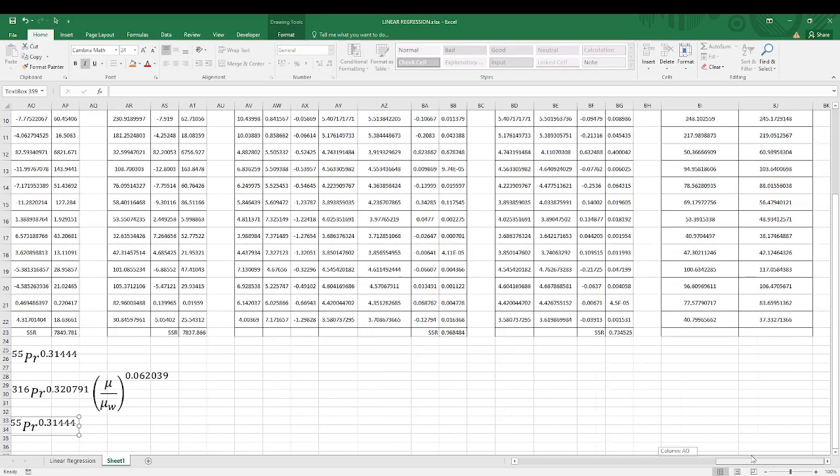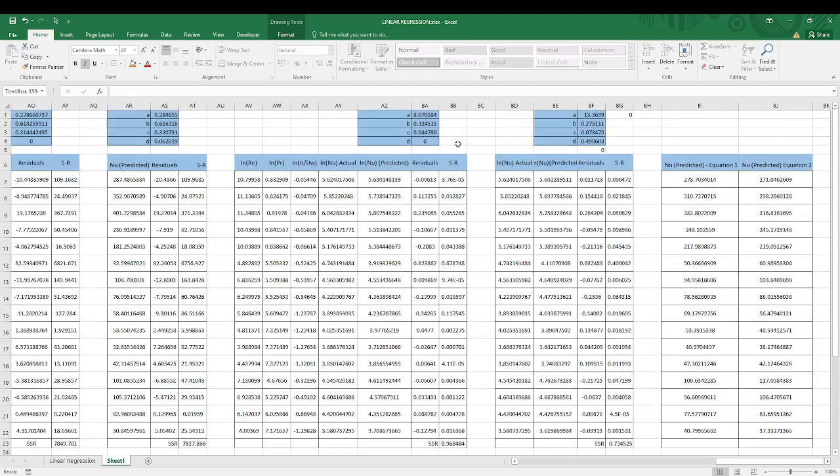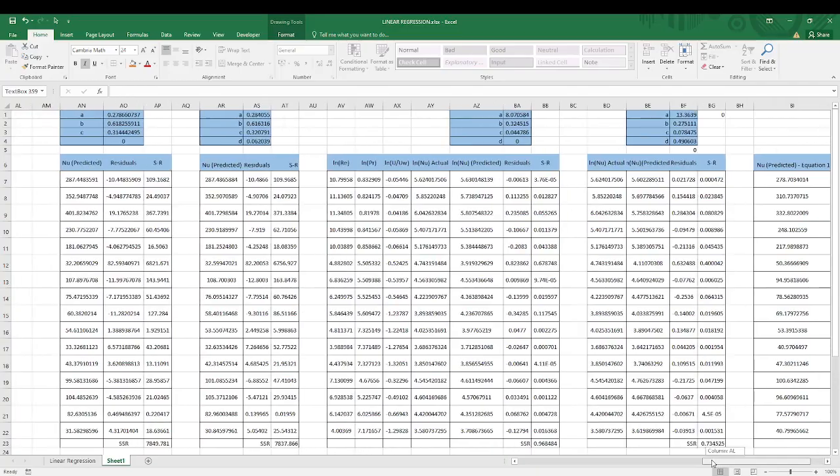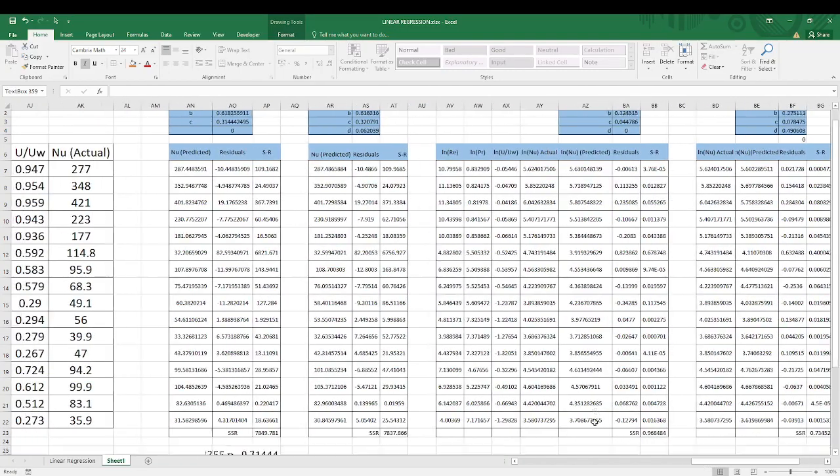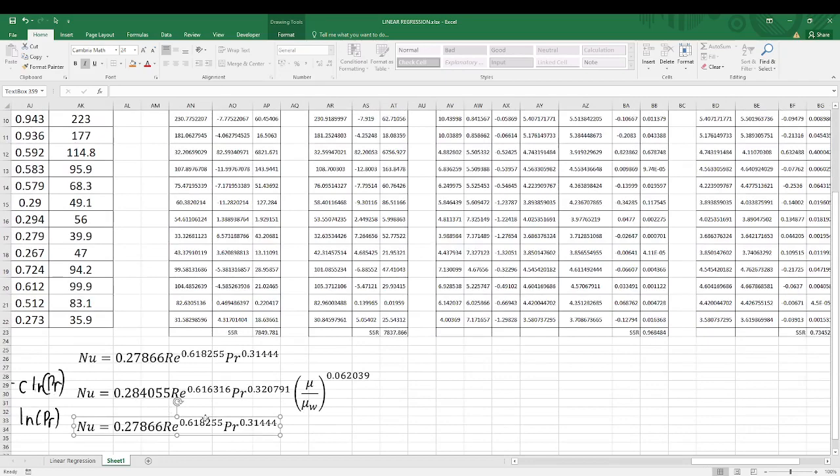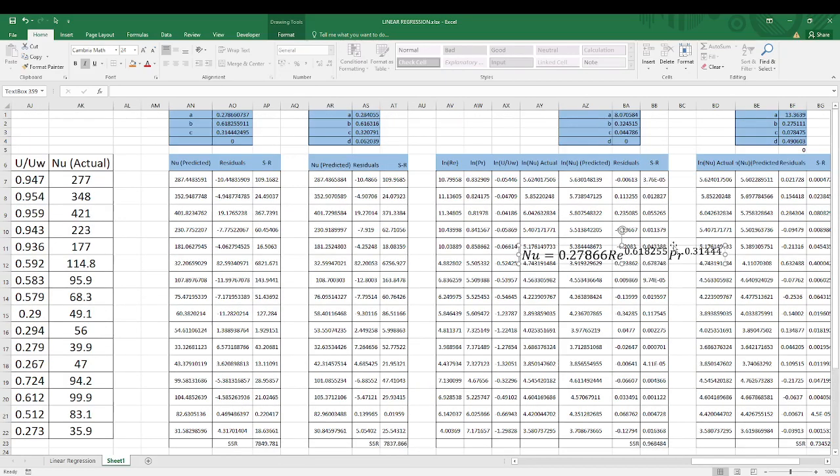So sa nonlinear regression, this is 8.070584, then 0.324515, and for the C, that is 0.044786.